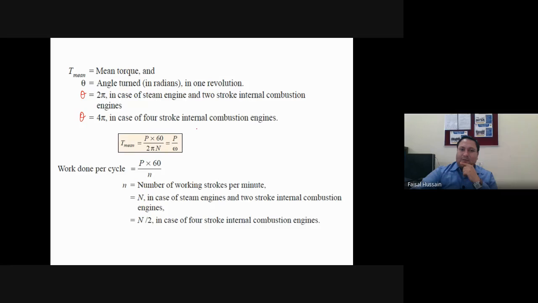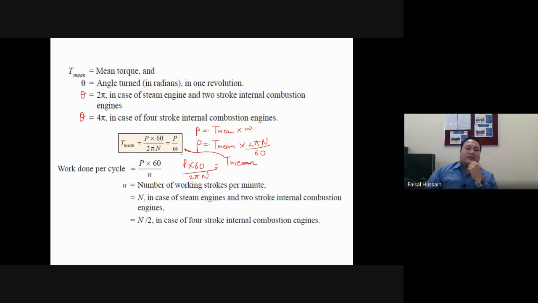As we know, power is the product of T mean into omega. This is the basic mechanics. Power equals T mean into omega, and omega is 2 pi N by 60. This is the equation. So power multiplied by 60 divided by 2 pi N is your mean torque, which is represented here.